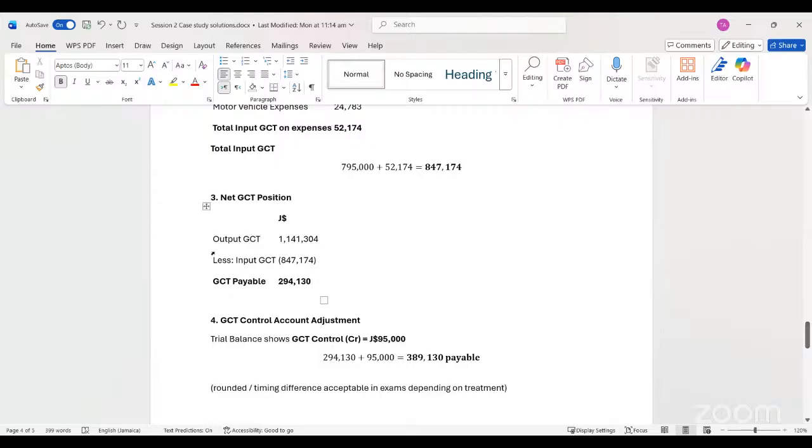Now, we have our output less our input, getting what is payable. But we all still would have a payable. Cool? We'd still end up with a payable because all of our output tax would exceed the input tax.